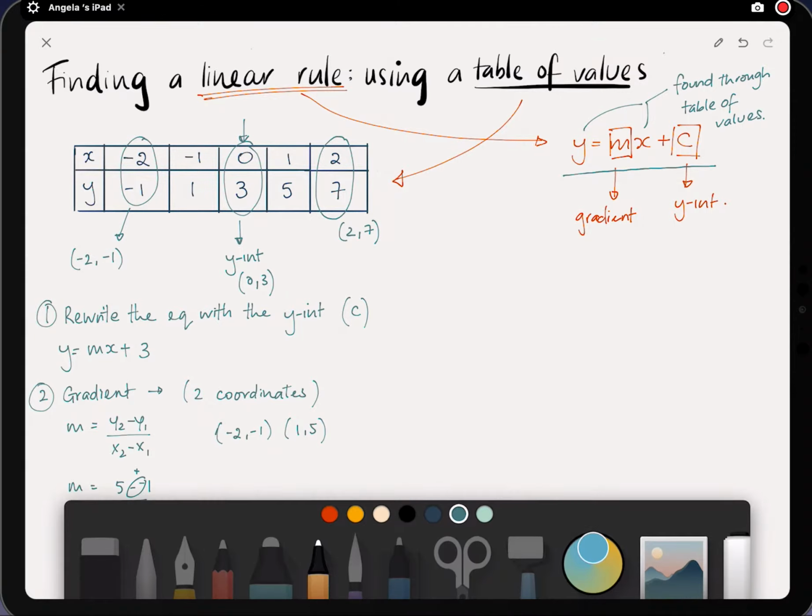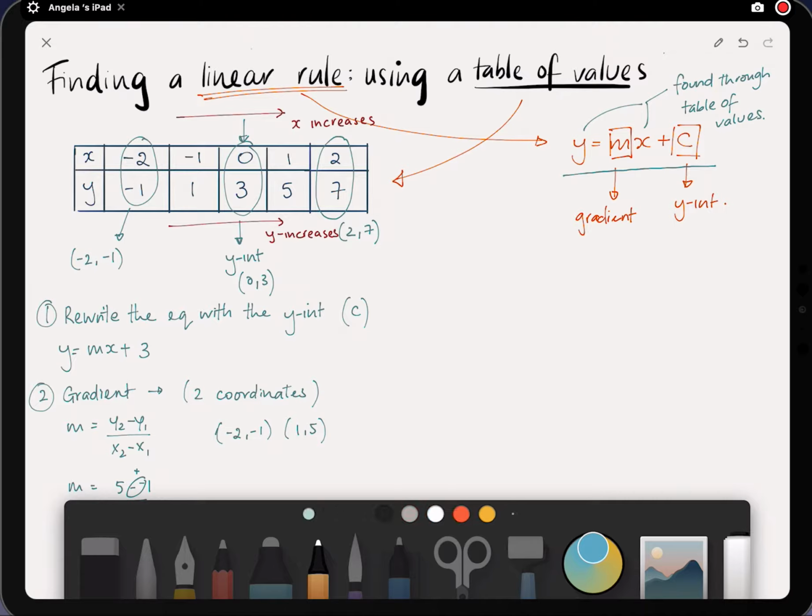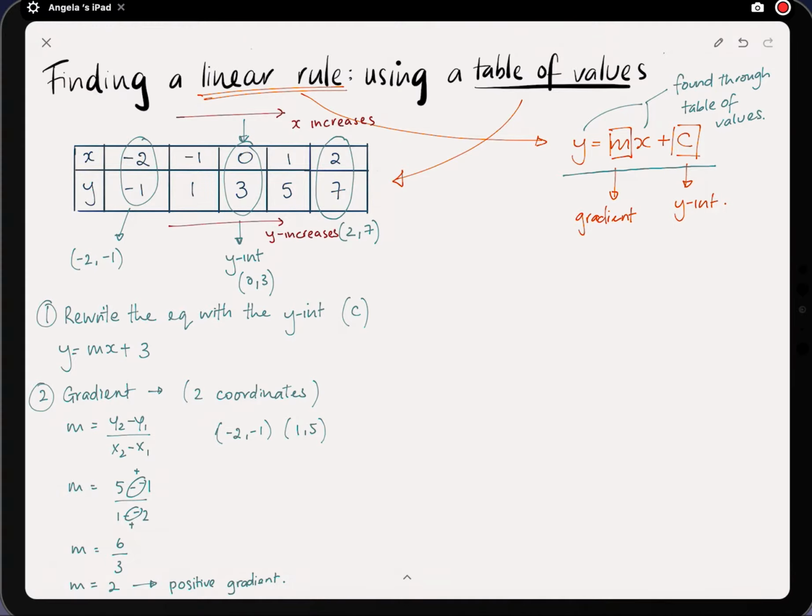When I say positive, if we go back to our table of values, I'll just pick a different color. What we should see is that as x increases, notice that y is also increasing. So this means that there is a positive relationship because of the gradient. So remember I said the gradient is positive, and we can see that as m equals 2, which means that as x increases, y should as well.